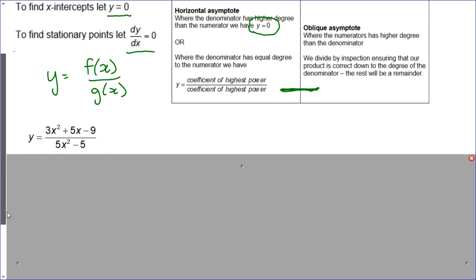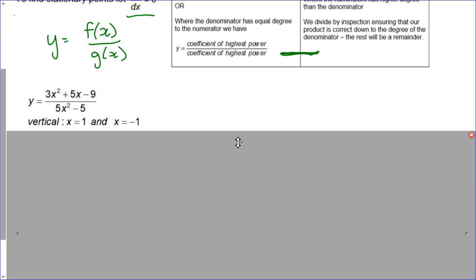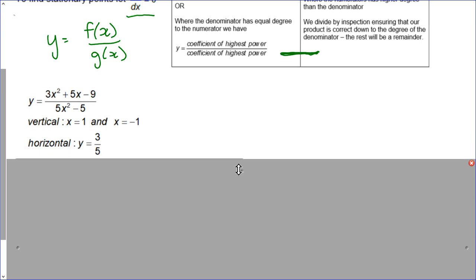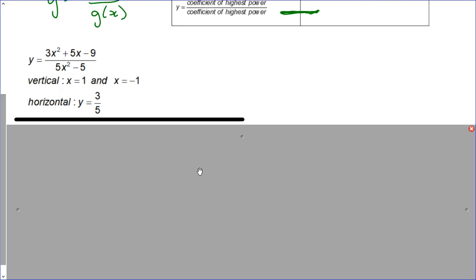So when I look at this thing over here, there are vertical asymptotes at x equals 1 and minus 1, all right? Equal powers, so in fact a horizontal asymptote of y equals 3/5. And that's obtained by dividing through by the highest power, in other words, by x squared everywhere, and letting x approach infinity or minus infinity. Let's have a look at another one.